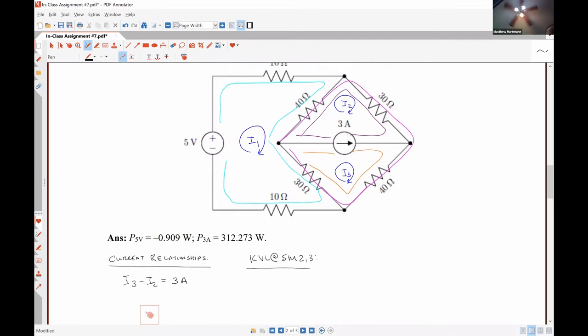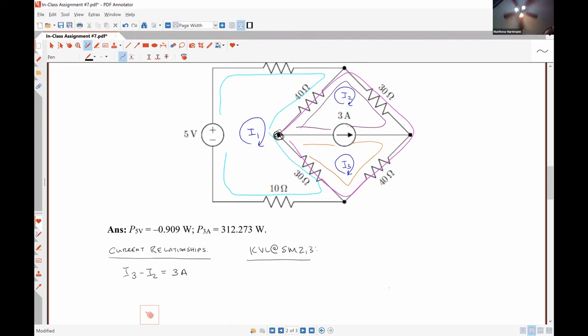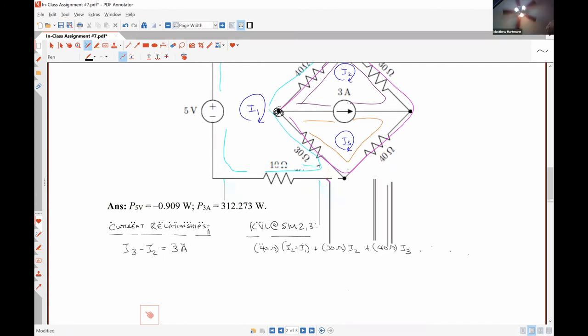All right, so now let's go ahead and do our KVL at supermesh 2-3 equation. So I'm gonna start at this point right here and go clockwise around my loop. So the first thing I see is a 40 ohm resistor. And I have current I2 minus I1 flowing through it. Then I have a 30 ohm resistor with only current I2. Then I see a 40 ohm resistor with only current I3. And then lastly, I see a 30 ohm resistor, current I3 minus I1 flowing through it.